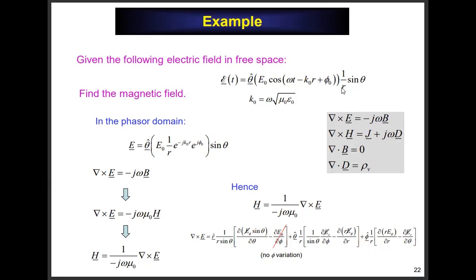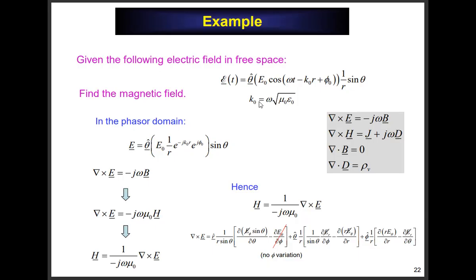It varies with distance. It's weaker as you go out from the antenna: 1 over r, and it has a sine theta dependence. And then the time varying part here is cosine of omega t minus k0 r plus some phase angle phi 0. And r simply means the distance from the origin, in other words, the usual distance in spherical coordinates. Okay, omega is the usual omega, which is 2 pi f.